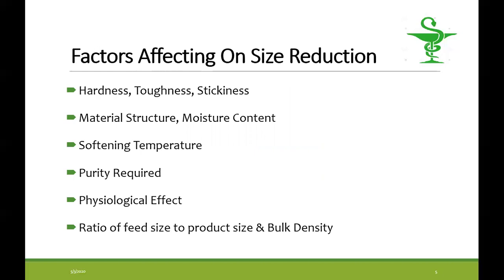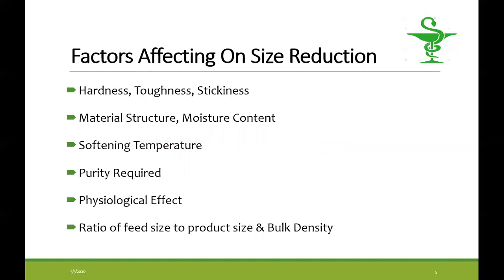First is hardness. It is easier to break soft material to a small size than hard material. Second, toughness. Crude drugs of fibrous nature or those having higher moisture content are generally tough in nature. A soft but tough material may present more problems in size reduction than hard or brittle substances. Stickiness. Stickiness causes a lot of difficulty in size reduction.